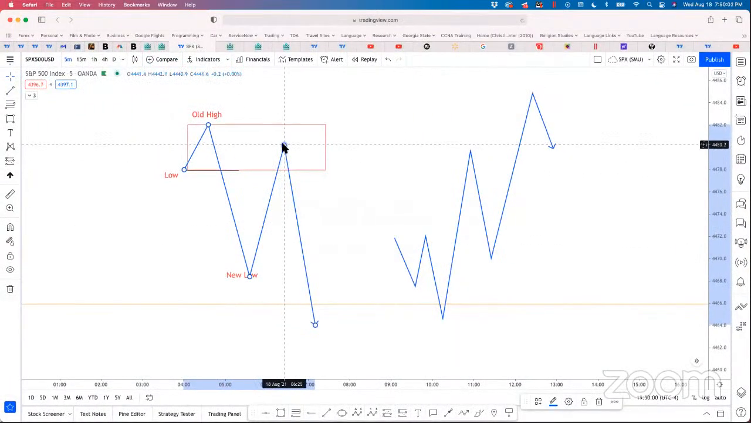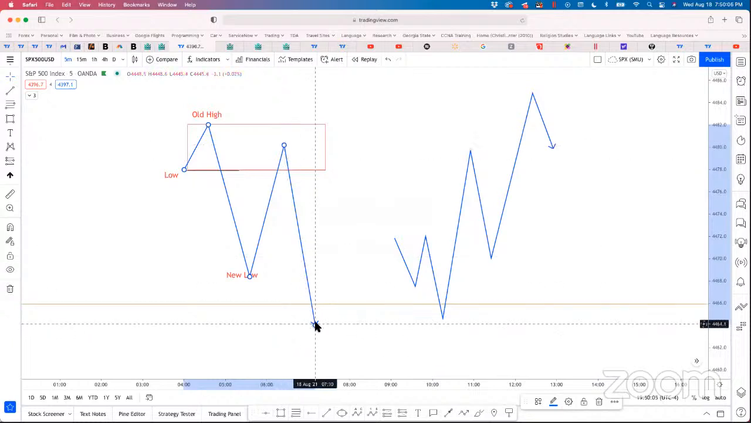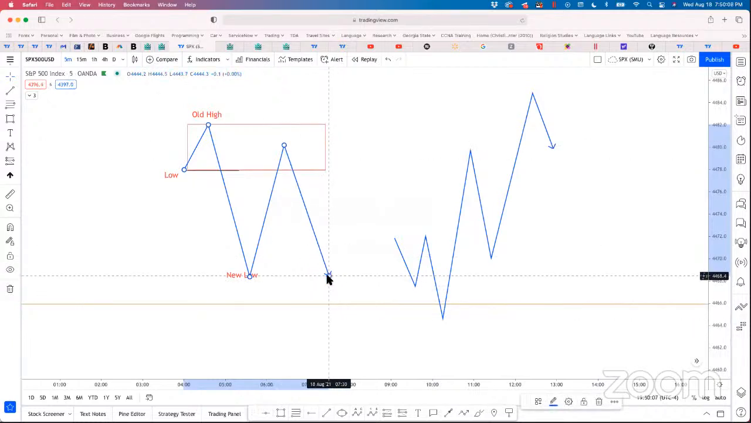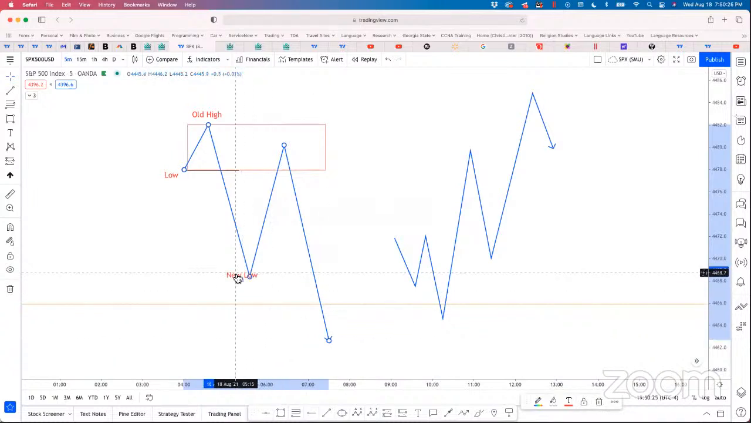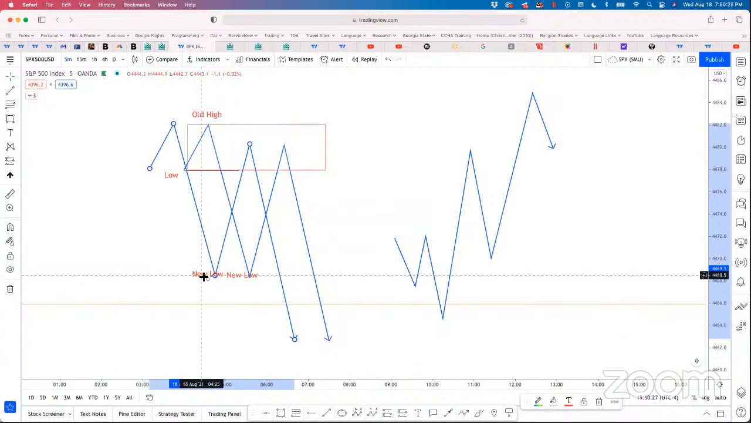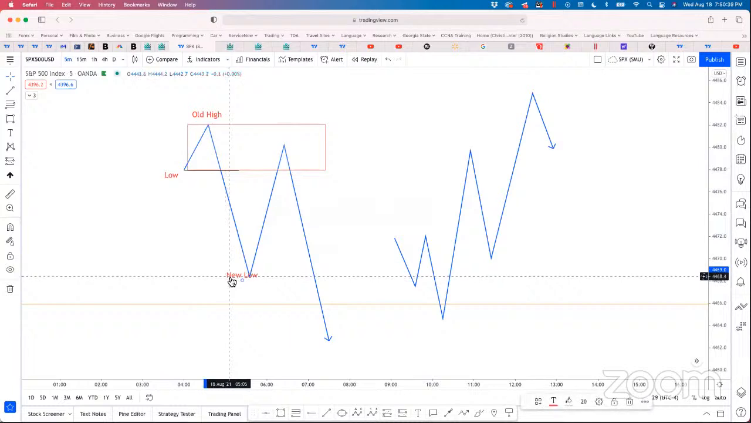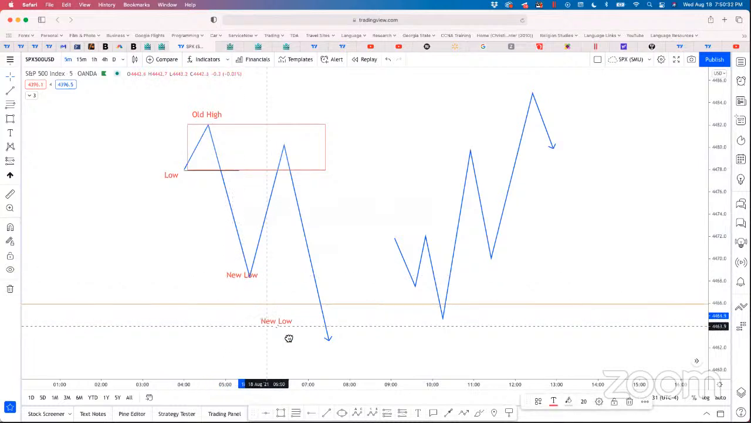And your main target should be to at least get down to this low. If you get down to this low, I usually take a big chunk off right here. That's your main target. If it keeps going, I'm going to stay in and look for the next new low.